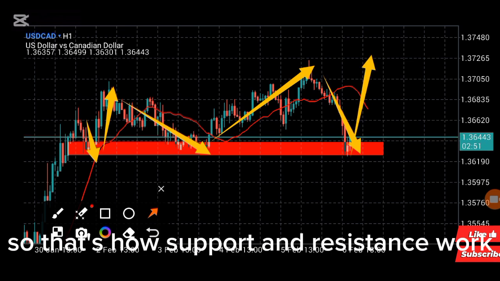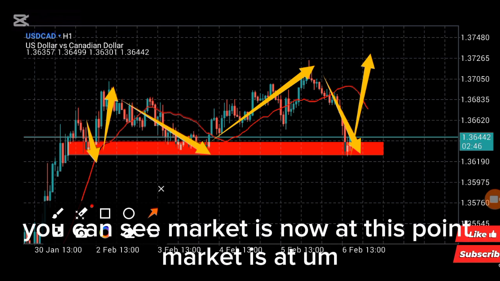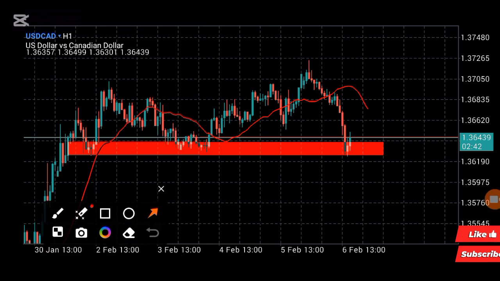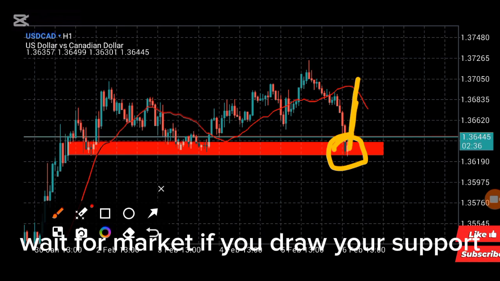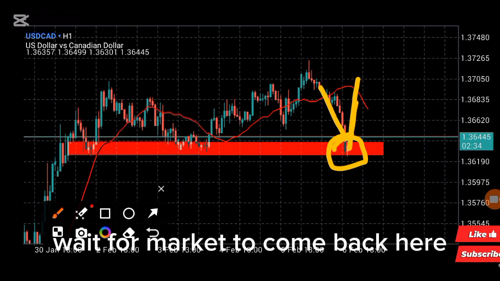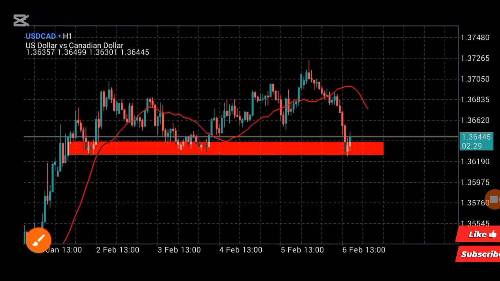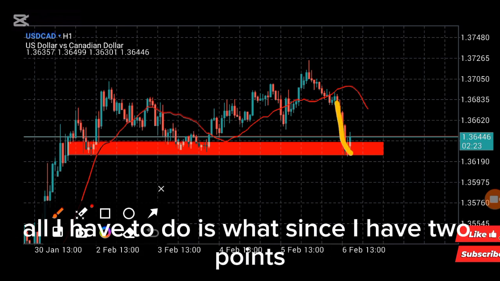So you can see the market is already rejecting to the upside. So that's how support and resistance work in forex trading, right? You can see the market is now at a support zone, right? So the market is already reacting, going back to the upside. The only thing you have to do is wait for the market. If you draw your support, wait for the market to come back here. Let's assume that this particular move, this one that dropped now, has not dropped to that point.